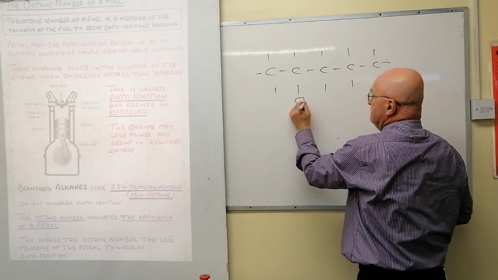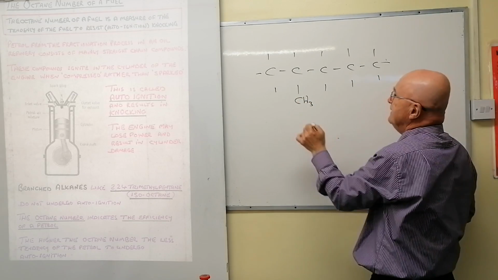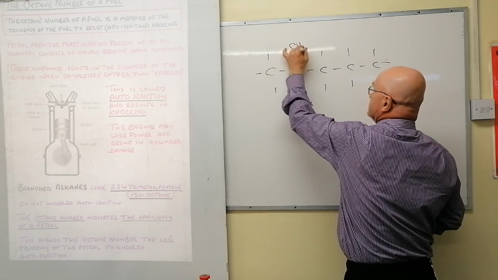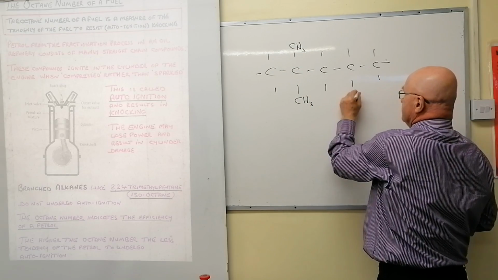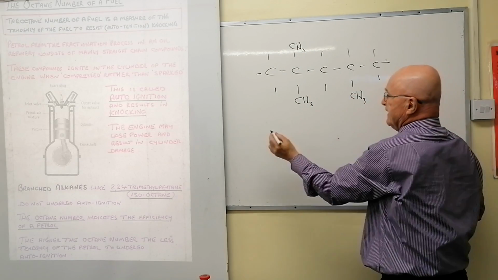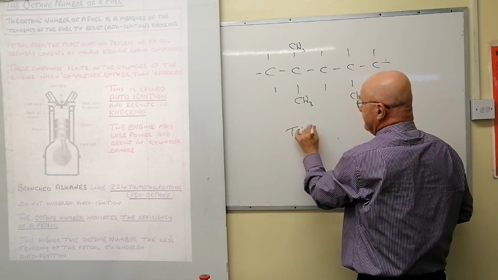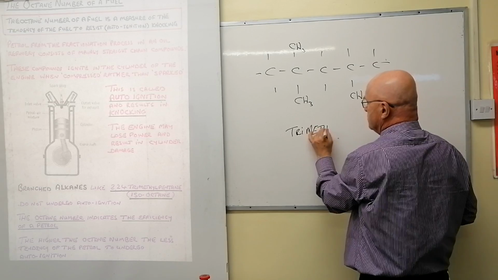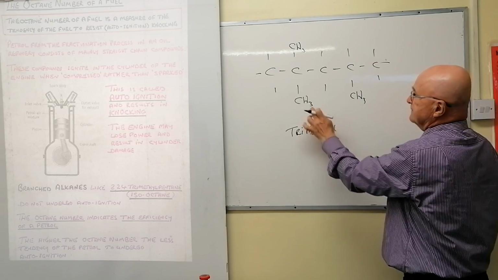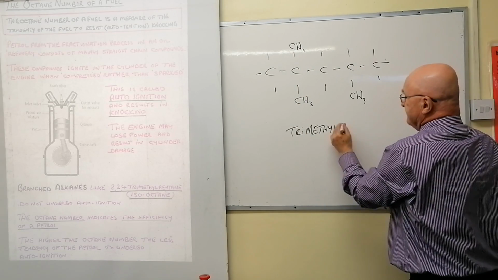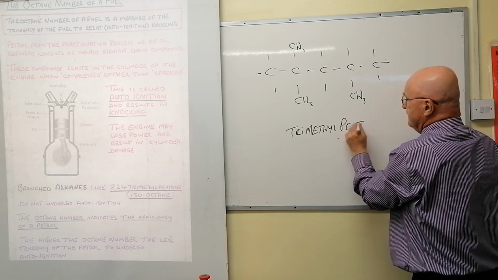If you have a methyl there, CH3, a methyl there, CH3, and a methyl there, CH3, the name of this will be trimethyl, 3 methyls, and the parent is pentane.